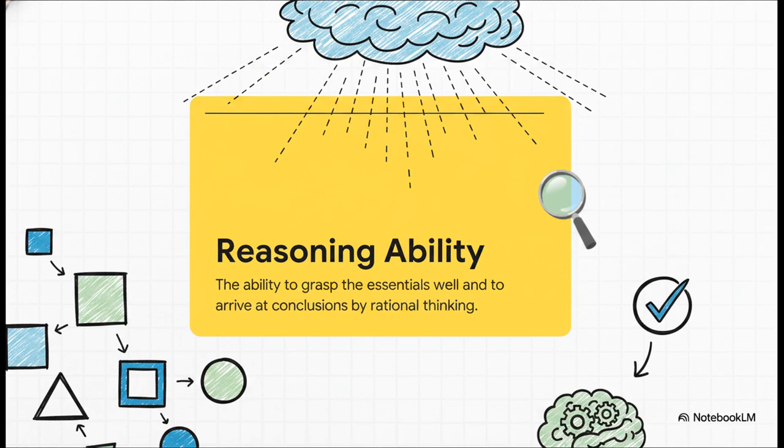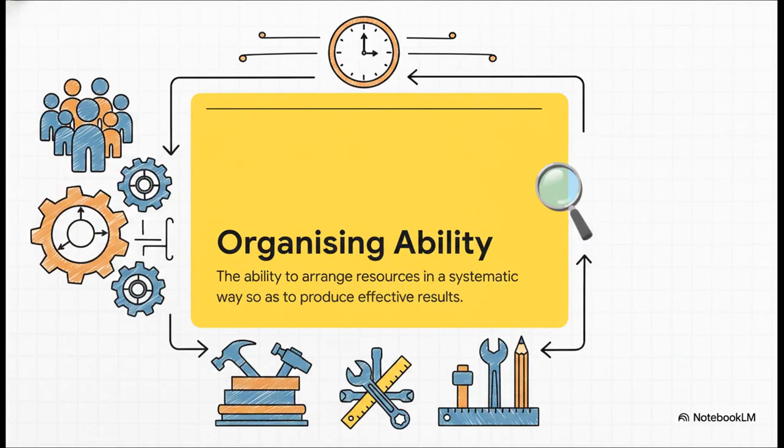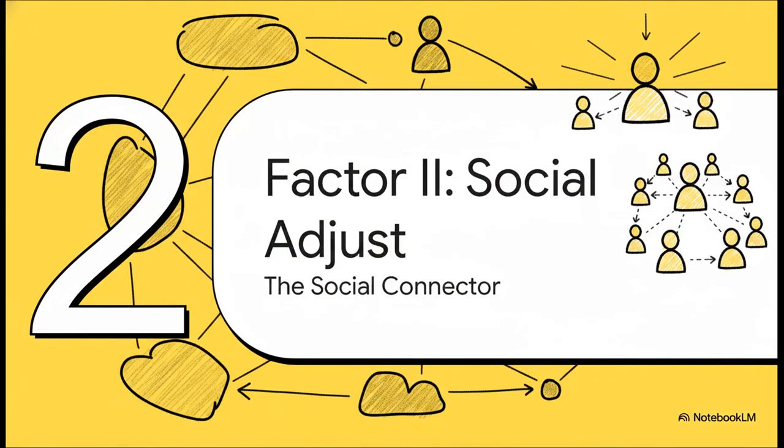But it's actually a bit more complex than just being logical. And this shows just how deep that concept goes. Real reasoning is actually a multi-step process. See, it kicks off with receptivity, being open and absorbing new information. That then feeds an inquiring attitude, a healthy dose of curiosity. And only then do you get to the logical reasoning part, which finally leads to seeing the essentials, knowing what actually matters. And to round out factor 1, we have organizing ability. This is an absolutely vital skill. It's being able to take all your resources, people, tools, time, you name it, and arrange them systematically to get the job done effectively.